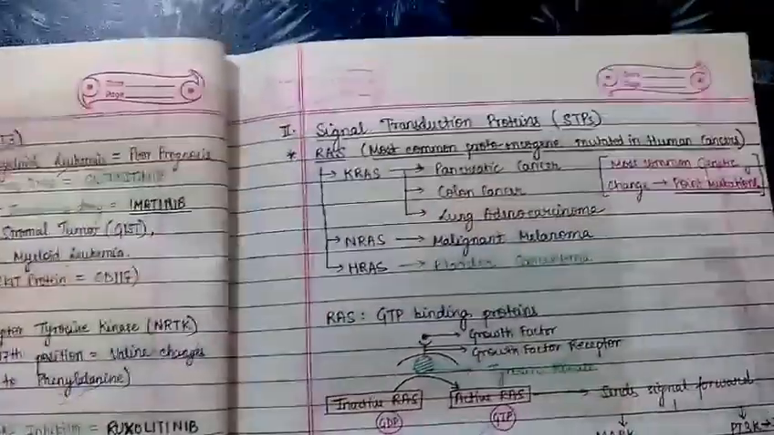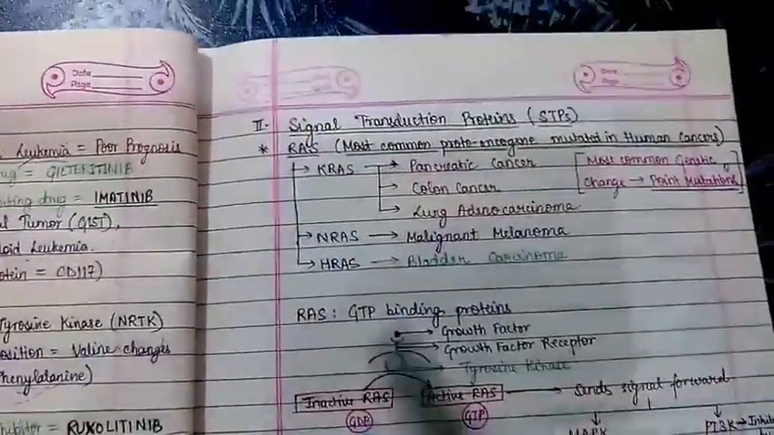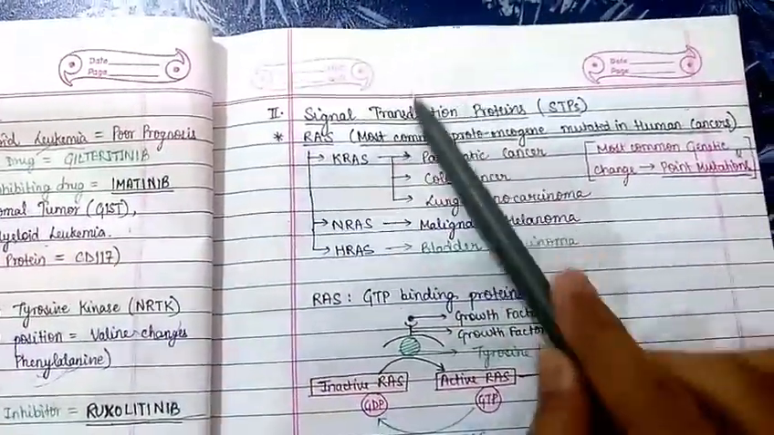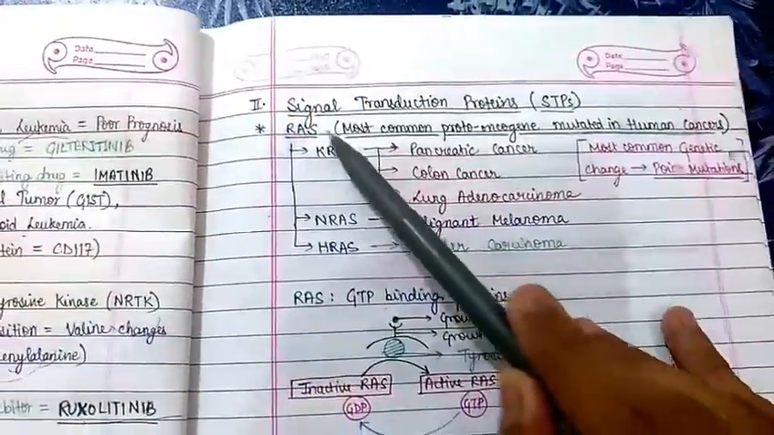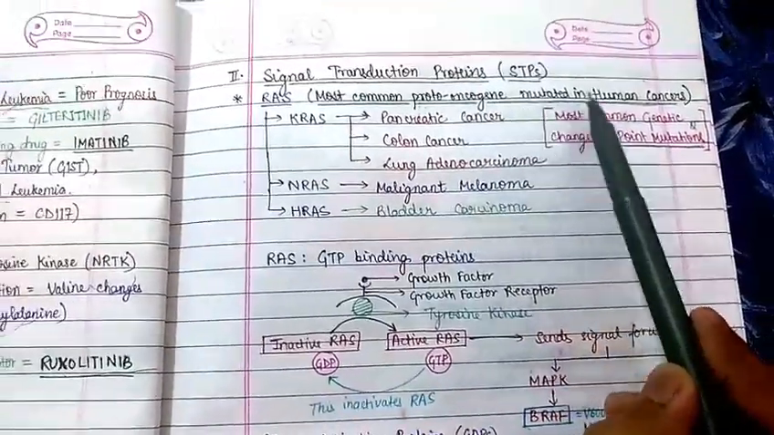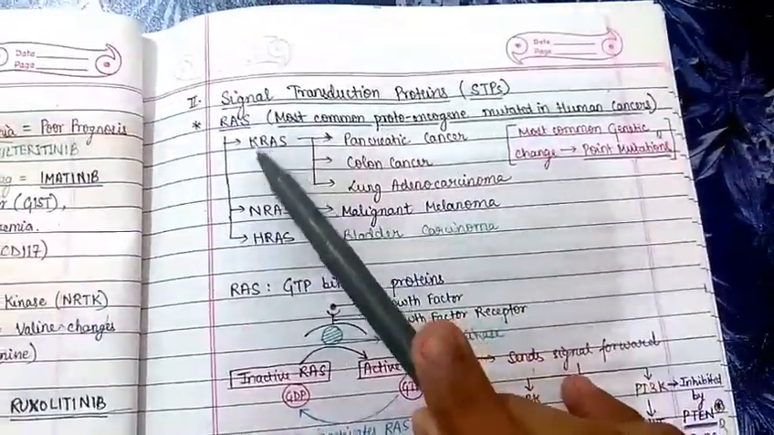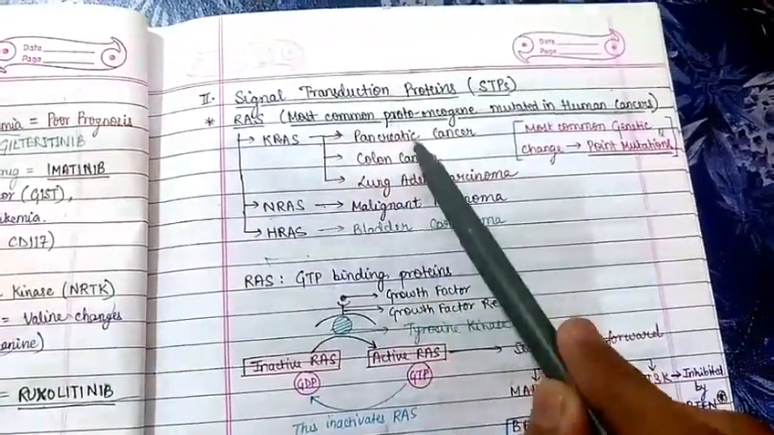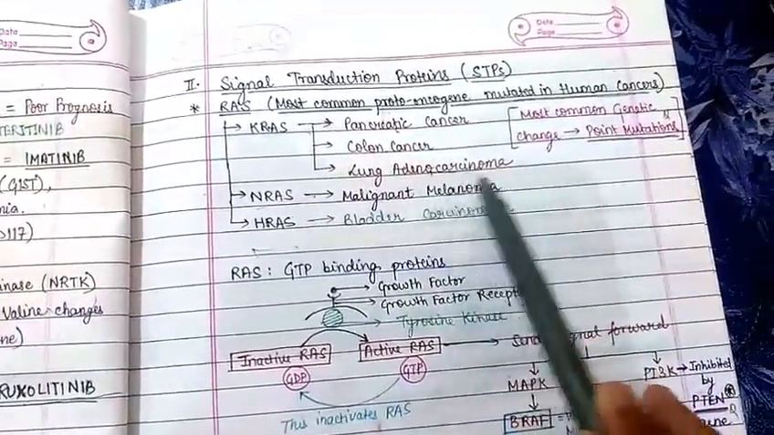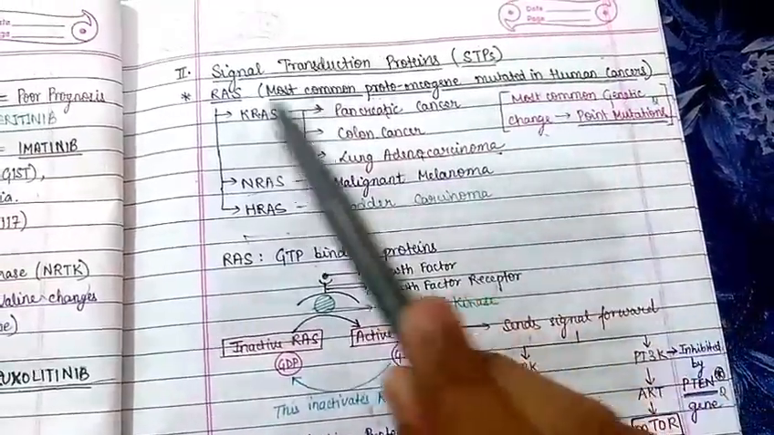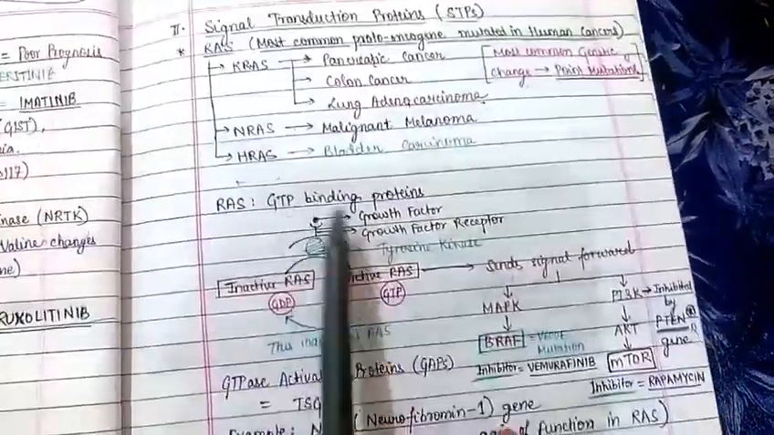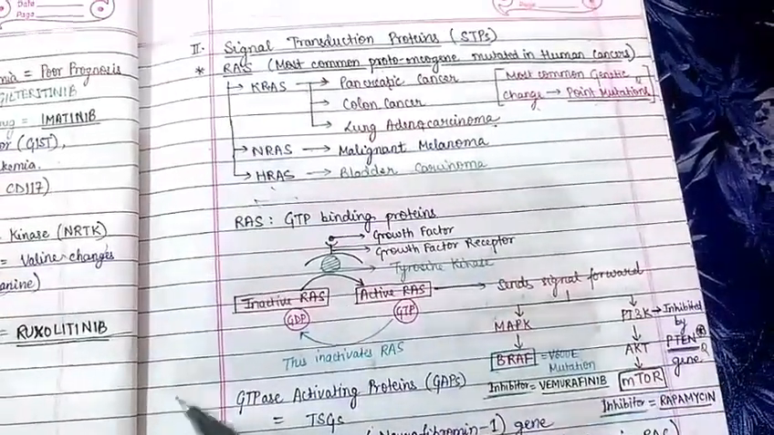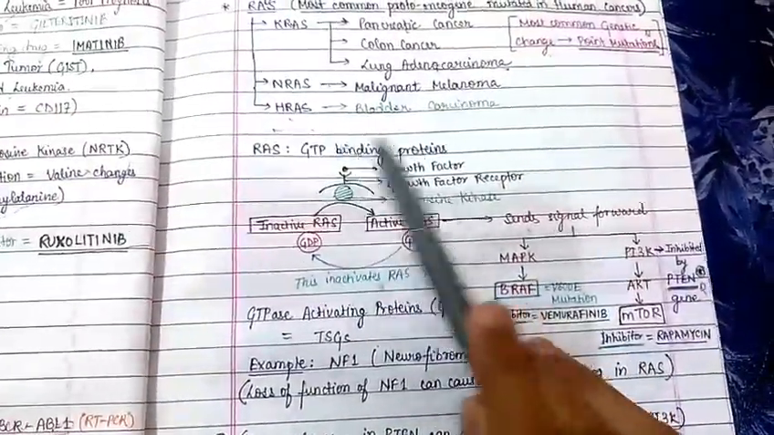Now moving to the next, signal transduction proteins. We have discussed growth factors and receptors. Now coming to signal transduction proteins, the first one is RAS. It is the most common proto-oncogene mutated in human cancers. RAS may be of many types such as KRAS, NRAS, HRAS. It is associated with pancreatic cancer, colon cancer, and lung adenocarcinoma. The most common genetic change in RAS is point mutations. NRAS is associated with malignant melanoma, and HRAS with bladder carcinoma. They are GTP binding proteins.